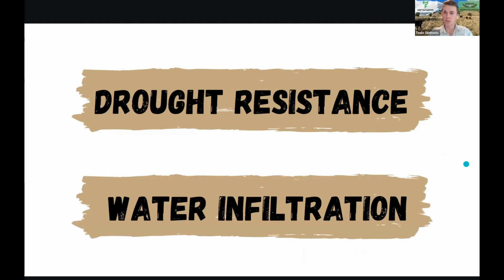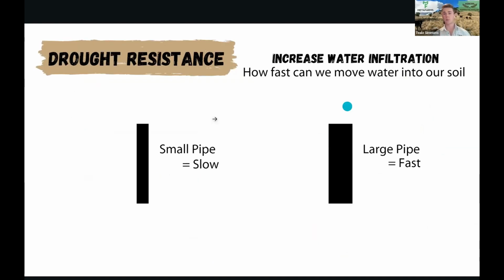Cool. So the first thing we're going to talk about is water infiltration. Water infiltration is how fast we can move water into our soil. So it's the rate at which water moves into our soil. Now, think of these as pipes. You can either have a small pipe going into our soil, which is kind of like a slow flow, or our soils can have a large pipe that pushes water into our soil. And you can think of that as fast.